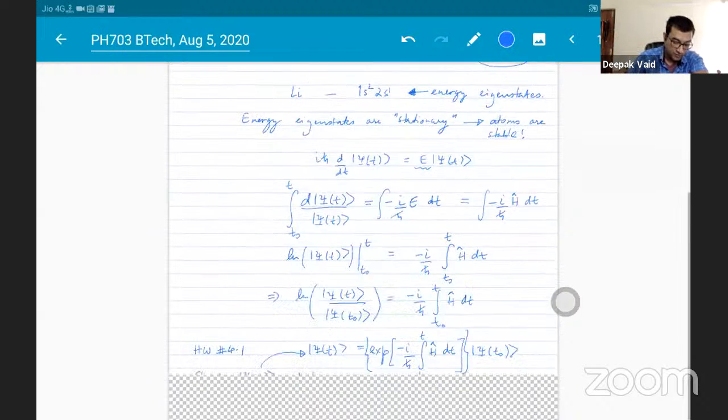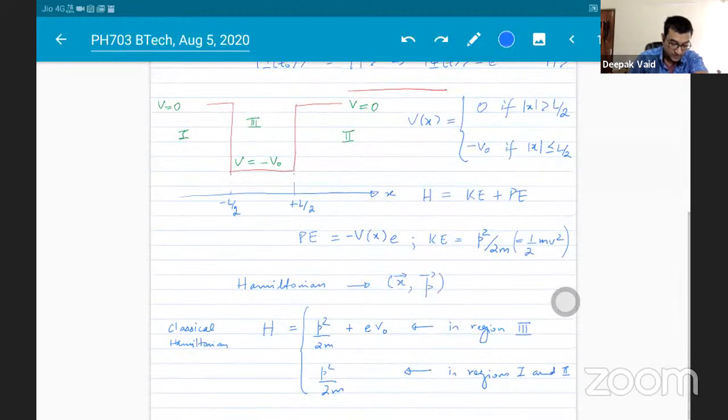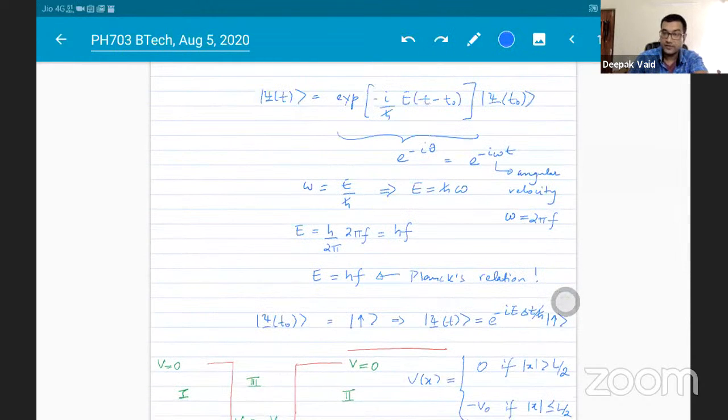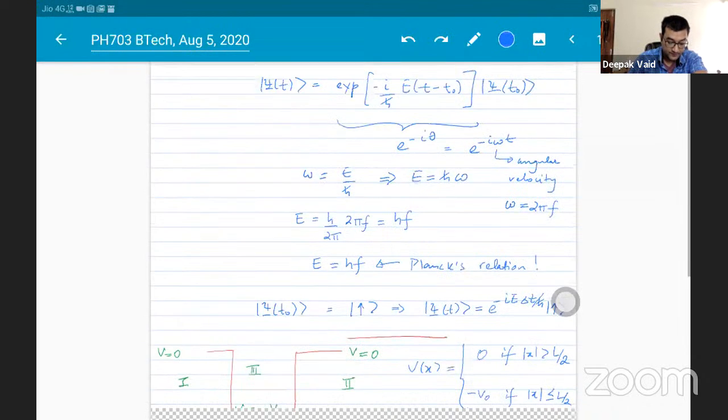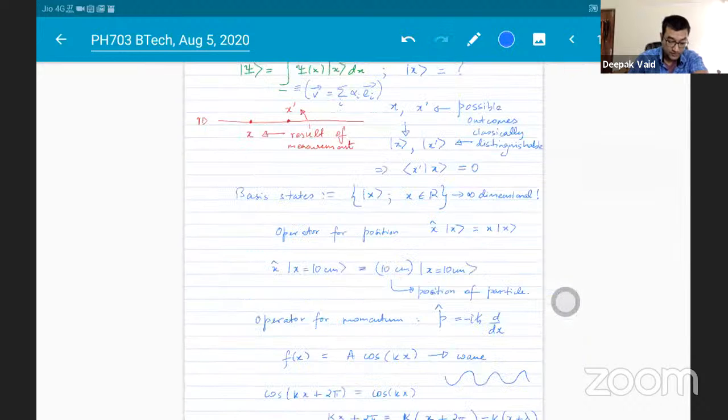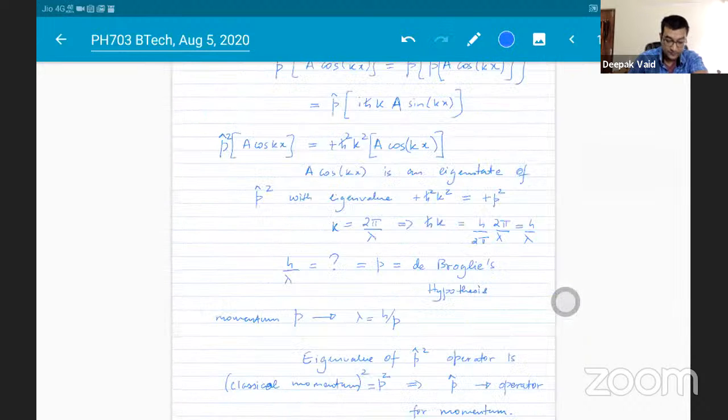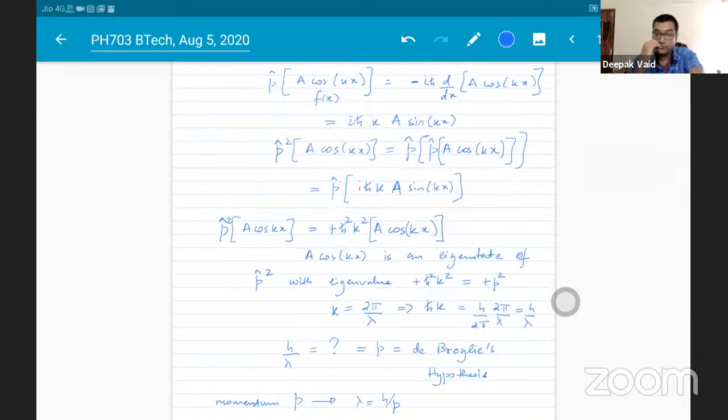So I've given you two homework problems. One is to show that the definition of the Hamiltonian is Hermitian, and the second one is to show that this expression satisfies Schrodinger's equation. Then I'll give you a few more problems tomorrow.